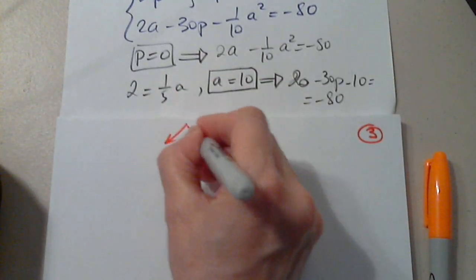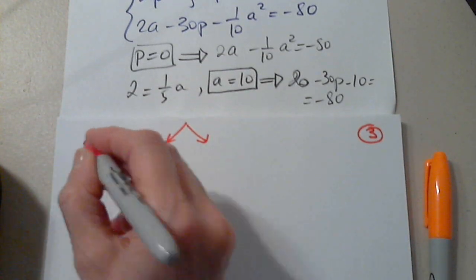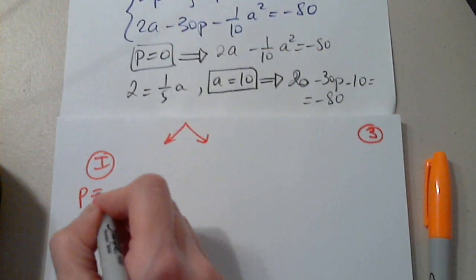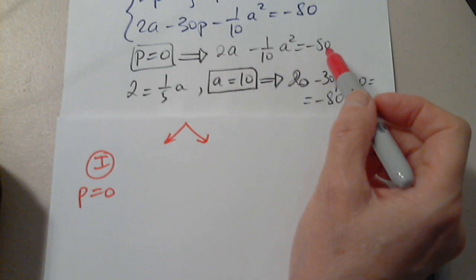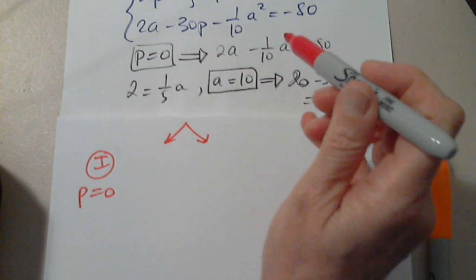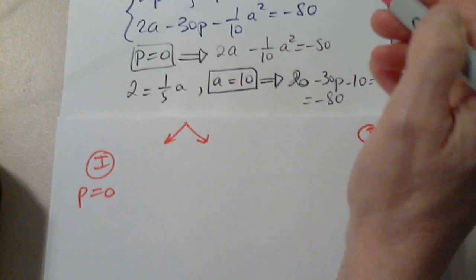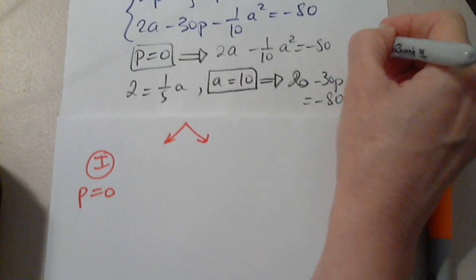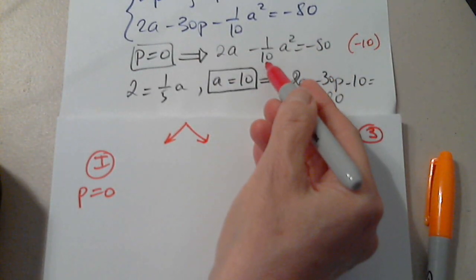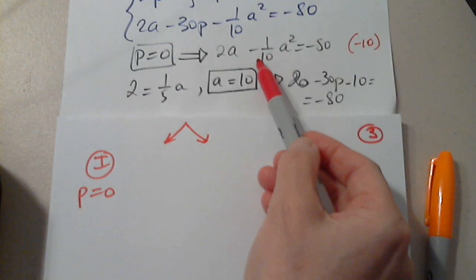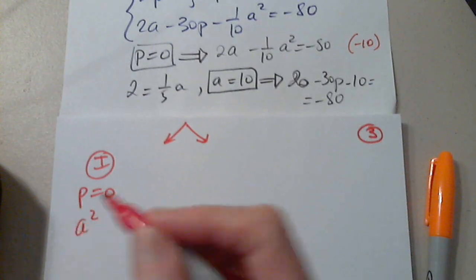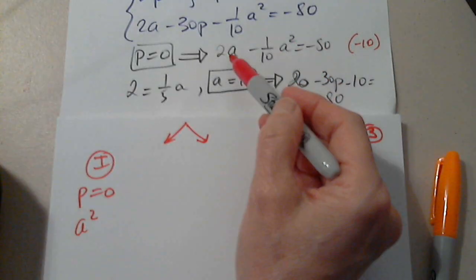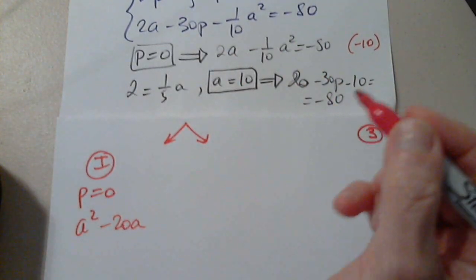So we have two options. Option number 1, P equals 0, and A will be solved from here. I will rearrange it because it's quadratic. I will first of all multiply both sides by negative 10. I don't like fractions. So negative 10 times negative 1/10 will be positive 1, so I have A squared. Negative 10 times 2A is negative 20A.